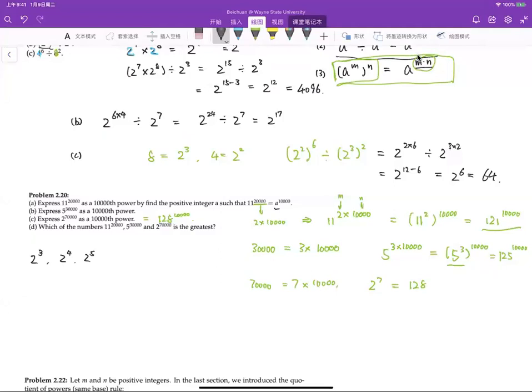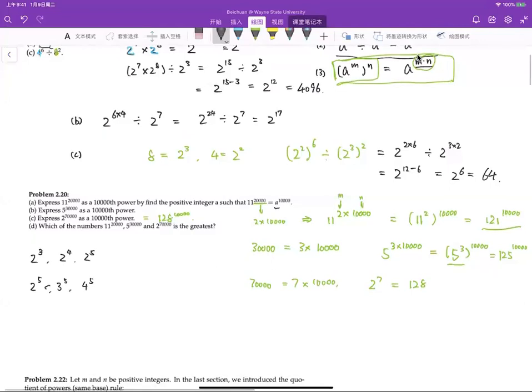Or if they have the same exponents, like 2 to the fifth, 3 to the fifth, and 4 to the fifth, then definitely you know that 2 to the fifth is less than 3 to the fifth, and 3 to the fifth is less than 4 to the fifth.